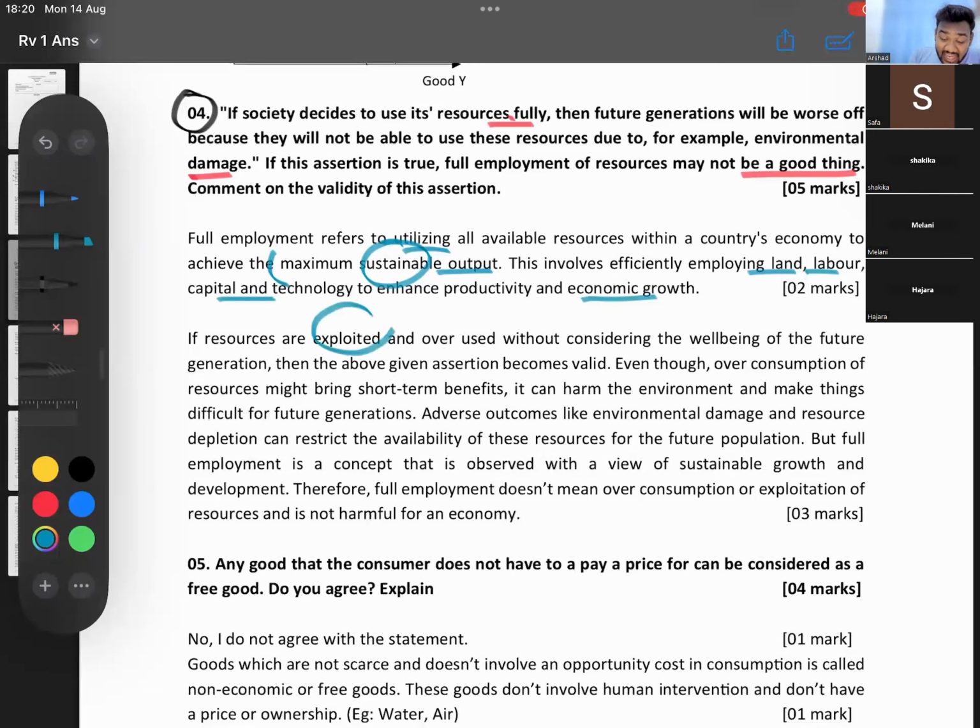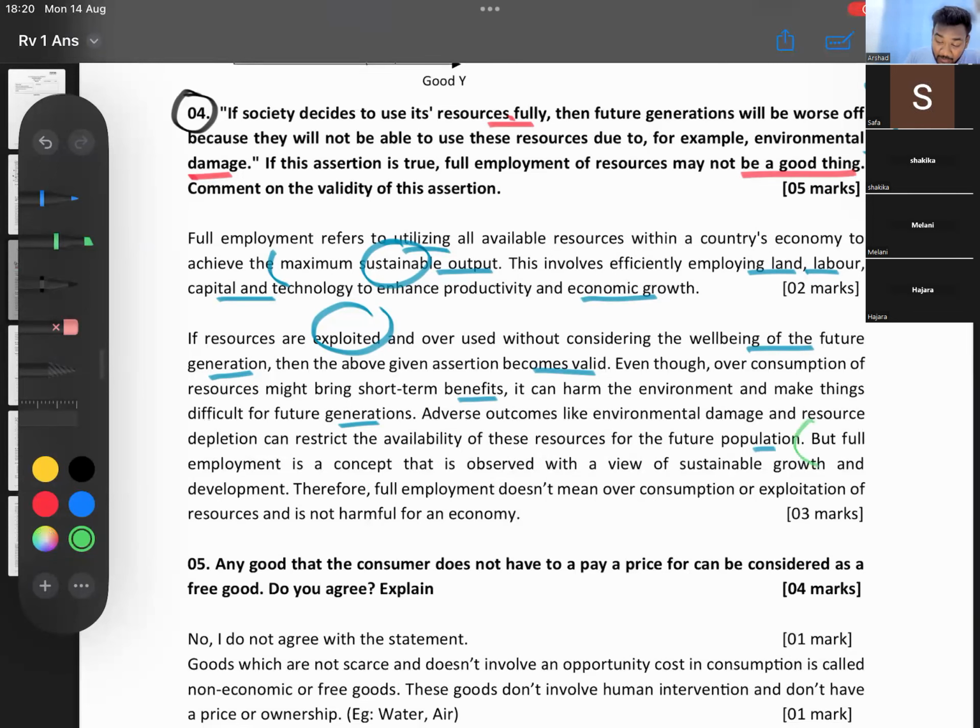Look at this. Now, if resources are overused, you cut down the trees, you build factories there, right? If they are exploited without considering the well-being of the future generation, then the above assertion becomes valid. So the above assertion says this, then that is true, then that is bad. Even though overconsumption of resources might bring short-term benefits, it can harm the environment and make it difficult for future generations. Adverse outcomes like environmental damage and depletion can happen.